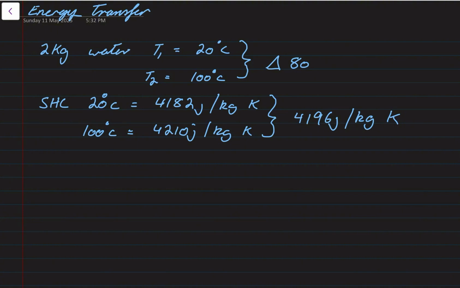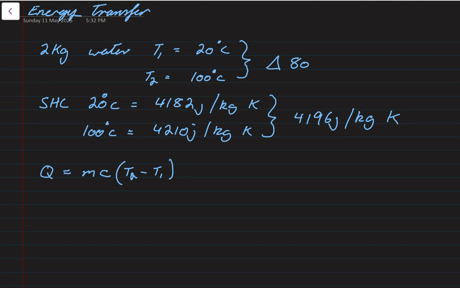So the formula we use to find out the energy transfer required to go from 20 degrees C to 100 degrees C is Q, which is energy transfer, which is what we're looking for. Q equals mass times specific heat capacity times final temperature minus the initial temperature.